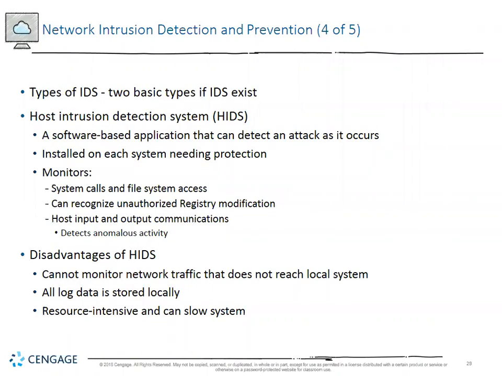Okay, we have a host intrusion detection system, HIDS. They normally run on a host. It says installed on each system. It can monitor what's happening on the system. Disadvantages: it cannot monitor network traffic that does not reach the host. So if I was running a host intrusion detection system on this machine right here, and the traffic's not coming to me, I'll never see it. So that's one of the big drawbacks. And the logs are stored locally.